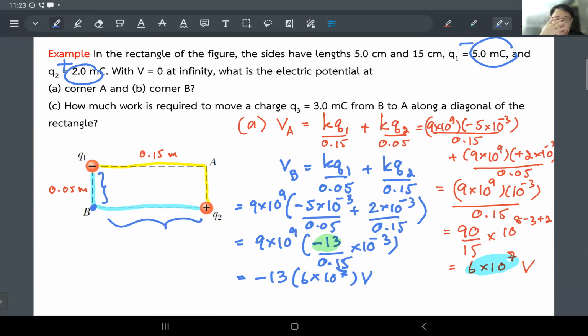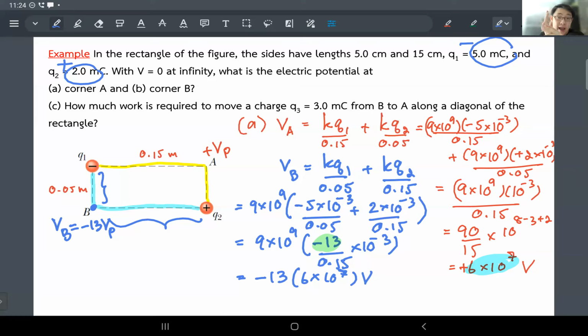So what I can conclude over here is at point A, I have a positive potential, right there, just to emphasize positive. At point B, I have negative 13 times the potential at A. So potential at B is negative. Cool. All right. So anyway, it's just spend time just working on this. No big deal.